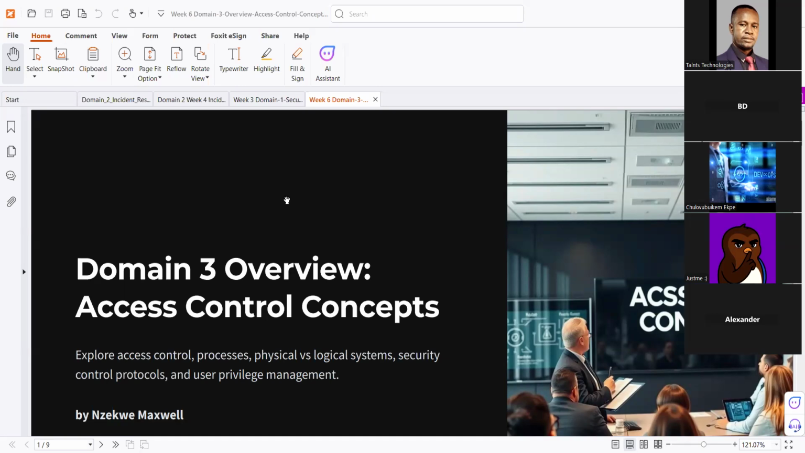Today we are kickstarting with domain 3. Remember we've done domain 1, domain 2, and now domain 3. What do we say domain 1 is? Security principle. Domain 2 is what? Disaster recovery, incident response. Domain 3 is what now? Access control.